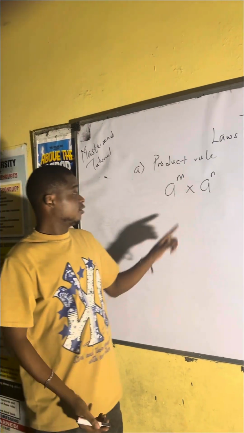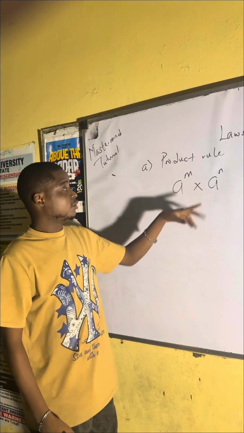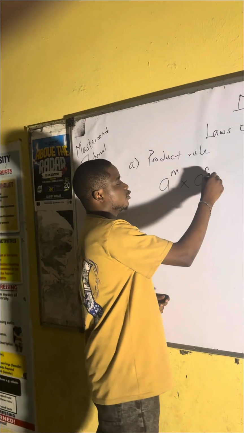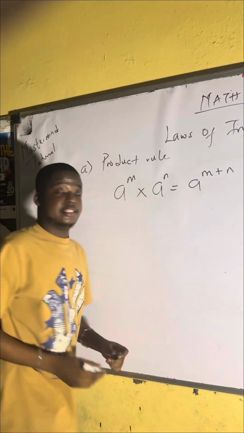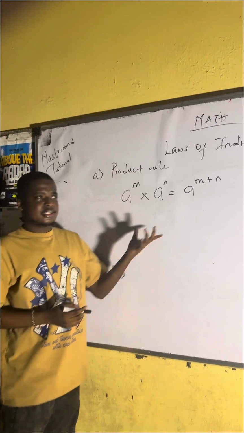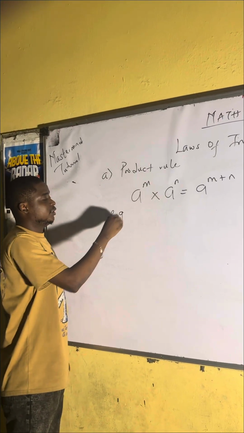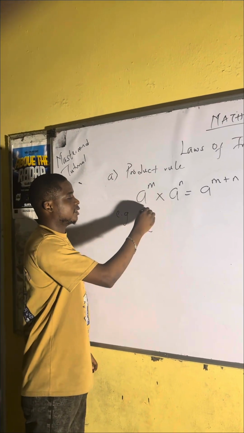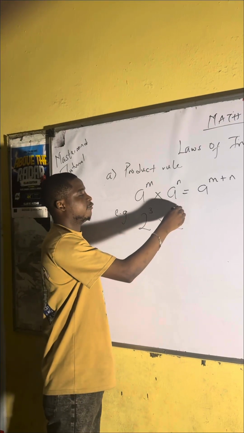Now, as long as the bases are the same, there's a way we can solve this to get an answer. This is going to be equal to a raised to the power m plus n. So let's try an example. For example, we have to solve 2 raised to the power 3 multiplied by 2 raised to the power 4.